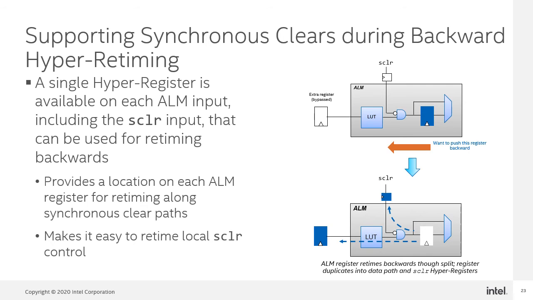This includes the data inputs to the lookup table, the data input to the ALM register, and the synchronous clear input to the ALM register. This synchronous clear hyper-register provides a location for retiming when the compiler wants to retime a register backwards. Again, the synchronous clear is an input to the retiming dependency node, so if we want to retime the data path backwards, the synchronous clear input must also accept a register.